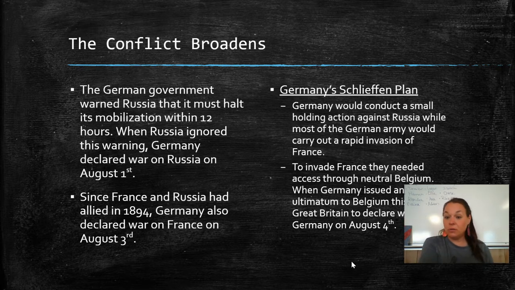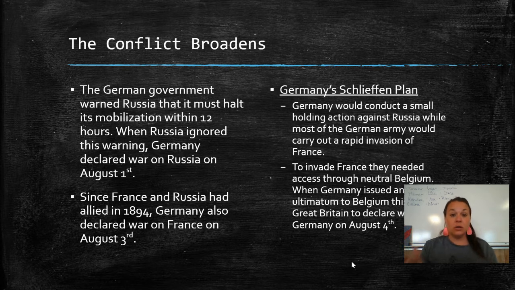Let's just back up even all the way to the assassination. The assassination of Franz Ferdinand happens on June 28th, 1914. Austria-Hungary declares war on Serbia on July 28th, so 30 days later, 1914. Russia immediately starts mobilizing its army. Germany says, stop what you're doing.